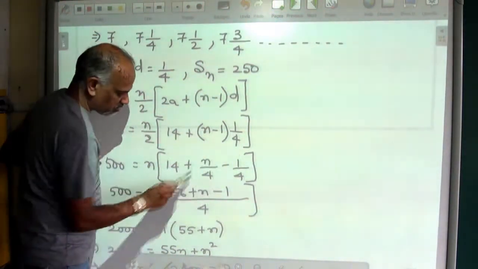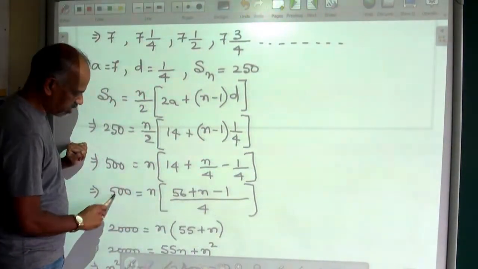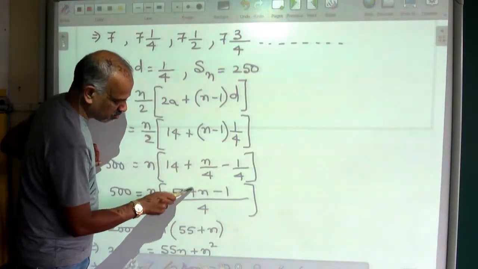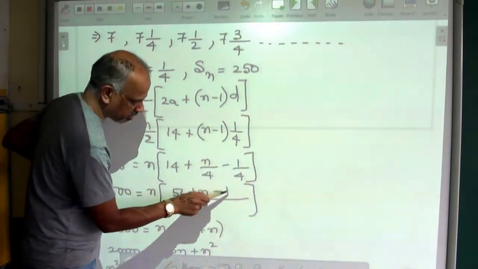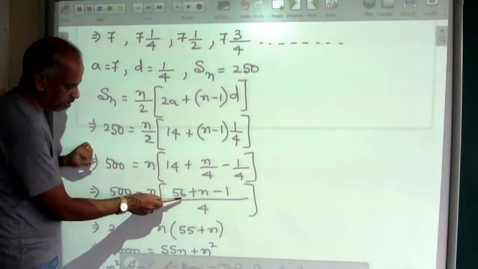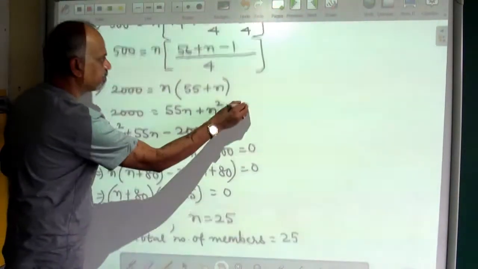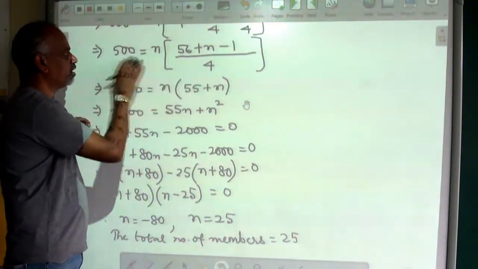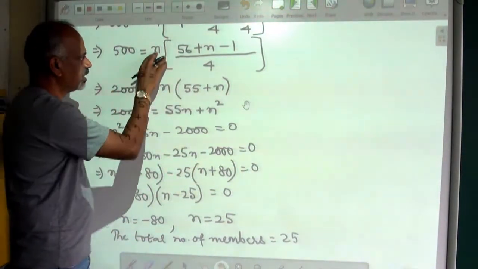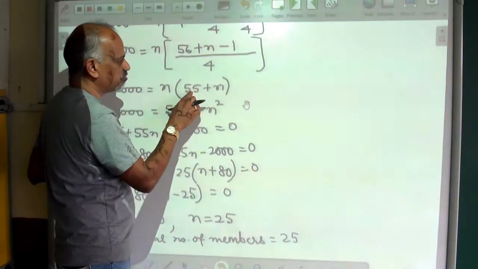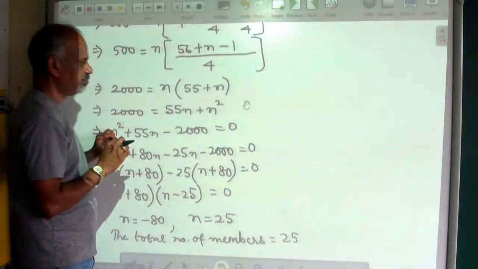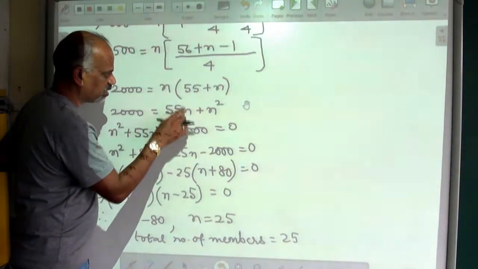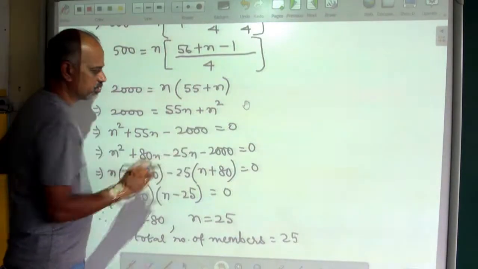To simplify this, find the LCM. So 500 is equal to n times, LCM is 4, this becomes 56 plus n minus 1. On simplification, you can multiply with the 4. 4 into 500 is 2000 is equal to n times (56 minus 1 is 55 plus n). Multiply the n inside, 2000 is equal to 55n plus n squared.